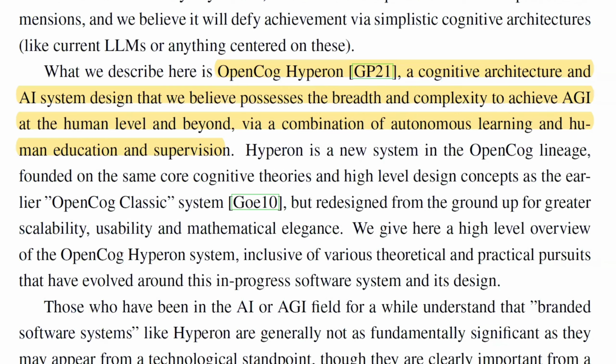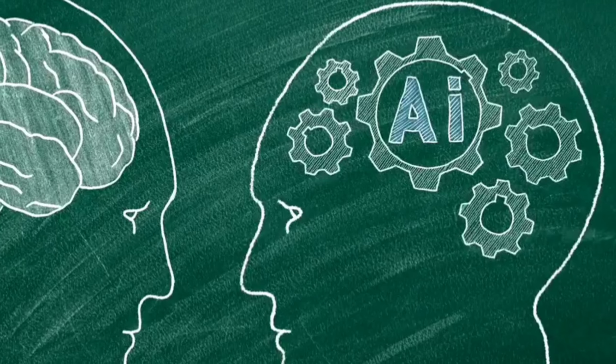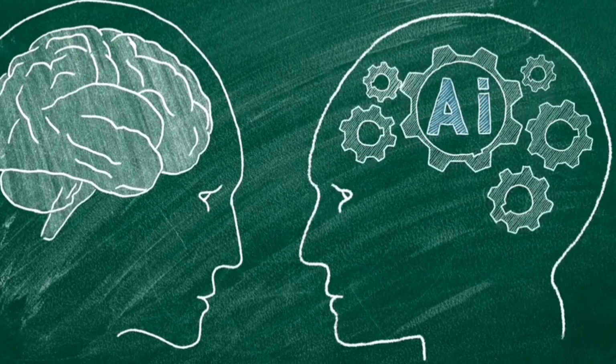What the paper describes is OpenCog Hyperon, a cognitive architecture and AI system design that we believe possesses the breadth and complexity to achieve AGI at the human level and beyond via a combination of autonomous learning and human education and supervision. But what does intelligence mean in the context of AGI and this paper? There have been a variety of different attempts to define intelligence in the past years and decades, but still we cannot clearly pinpoint it. But we need a shared understanding so we know what we are talking about here.